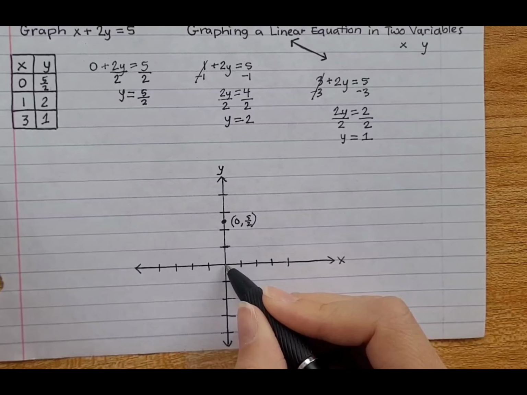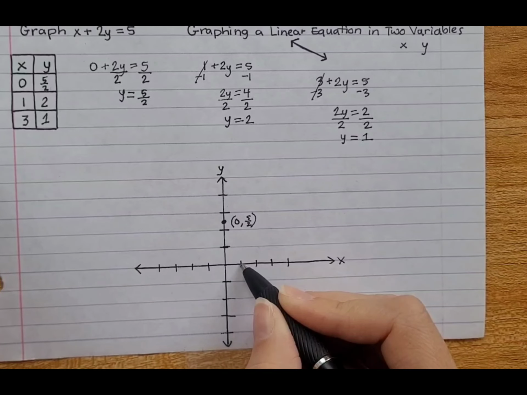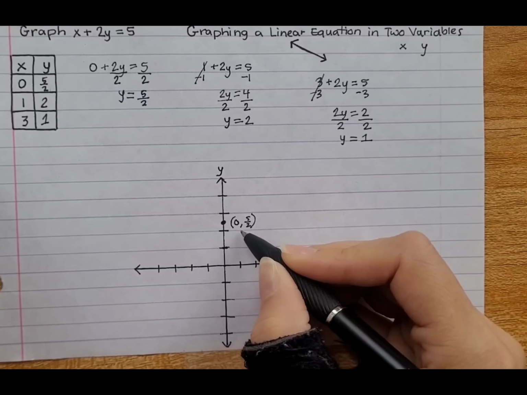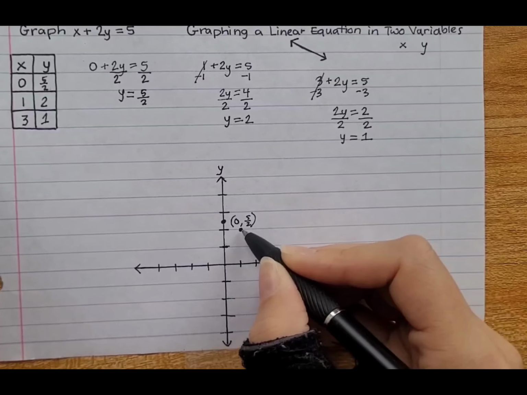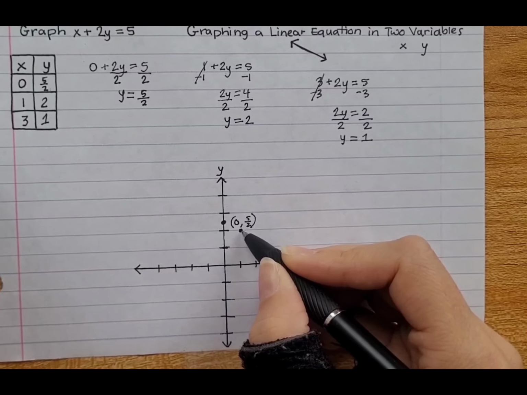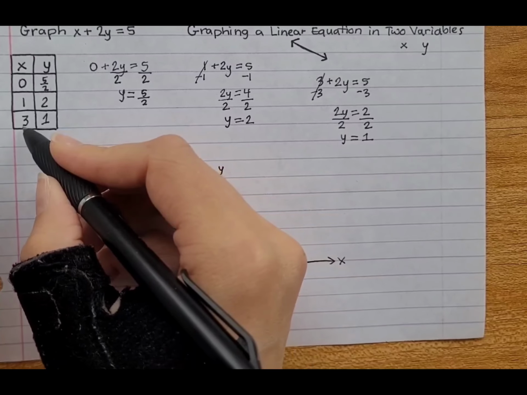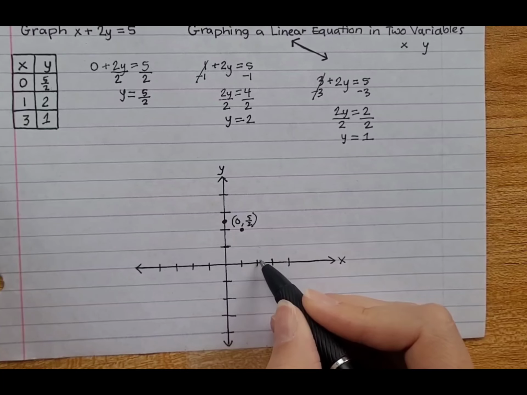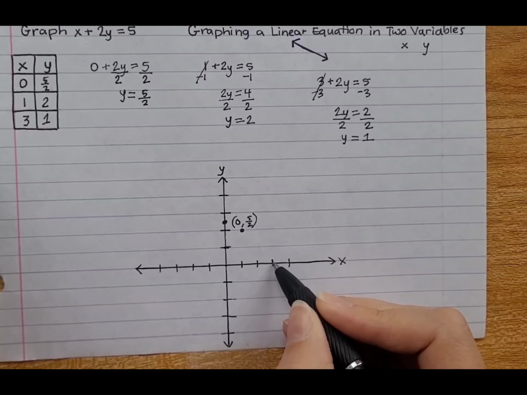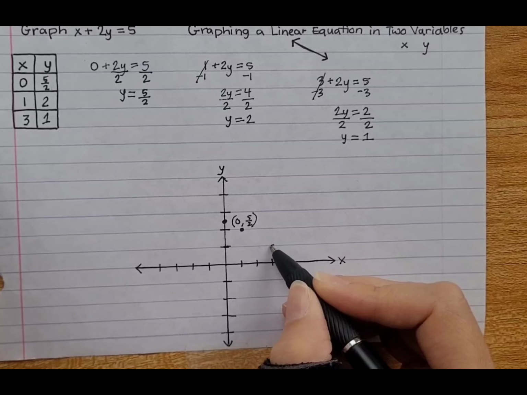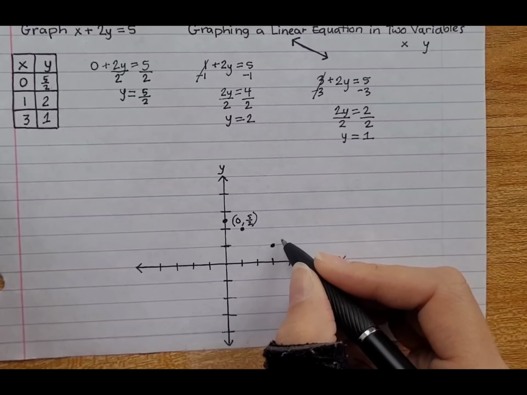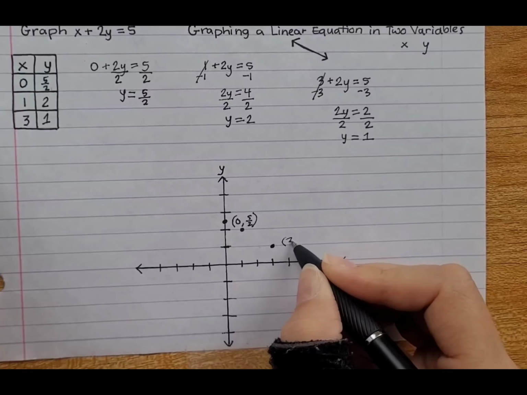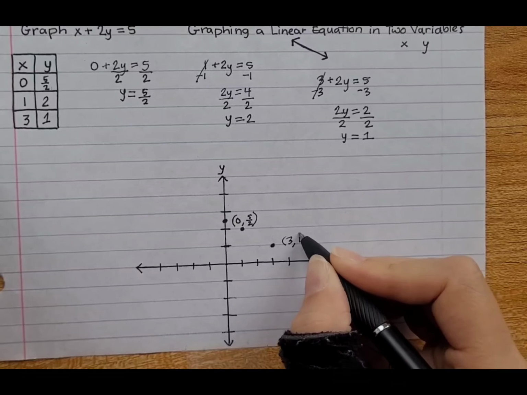Our next point. On our x-axis, we have 1, and we're moving up 2 points. 1, 2. This one I'm not going to label because it's going to be crowded. Our third one, our x is 3. 1, 2, 3. And we are moving up 1. I will label this as x is 3, and up 1.